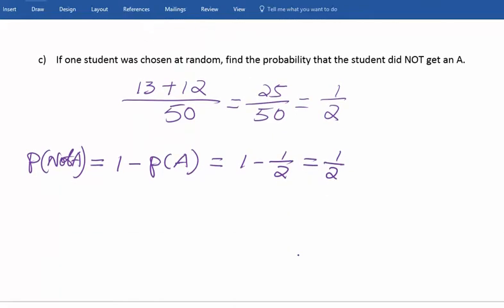The reason for that is because when you choose a student, the student either receives an A, let me highlight that, or does not receive an A in this case. So those two events are complements of each other. And because of that, to find the probability of one event, we could take 1 and subtract the probability of the complement. And this is another way of getting 1/2.